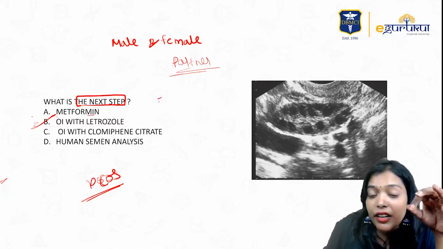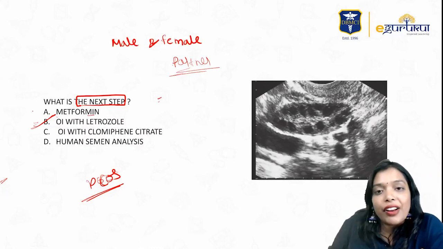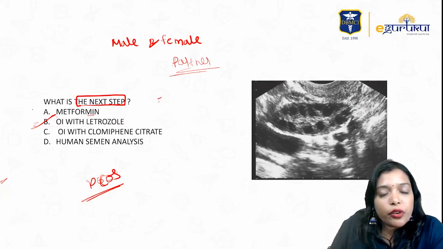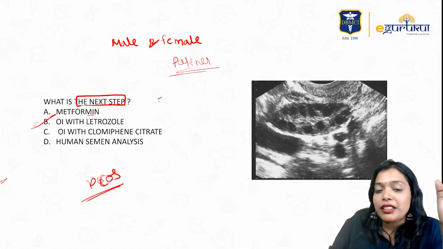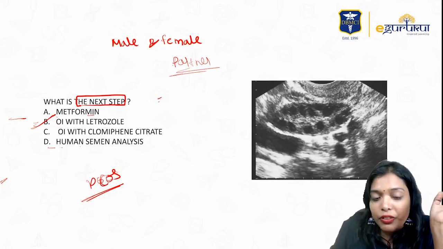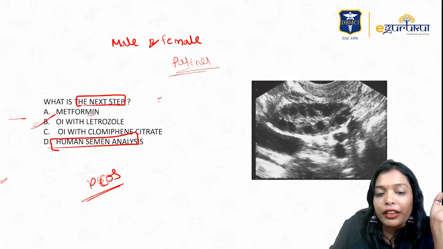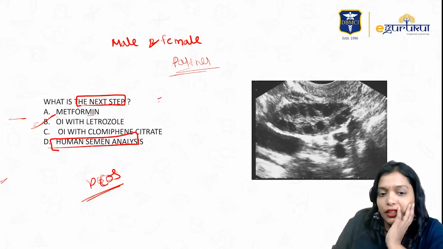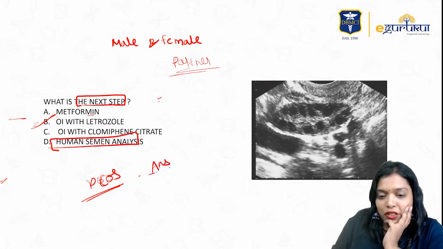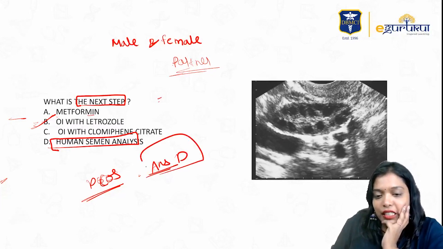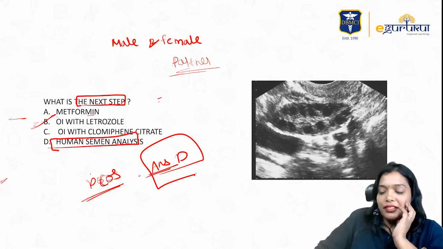Okay. But here I am asking you very clearly that I have evaluated the female. I didn't evaluate or do any test for the male. So what is your next step? First do semen analysis for the male. If that comes normal, then you can go only with ovulation induction with letrozole. I hope you all enjoyed the twist in the question. So the answer here is D, right?